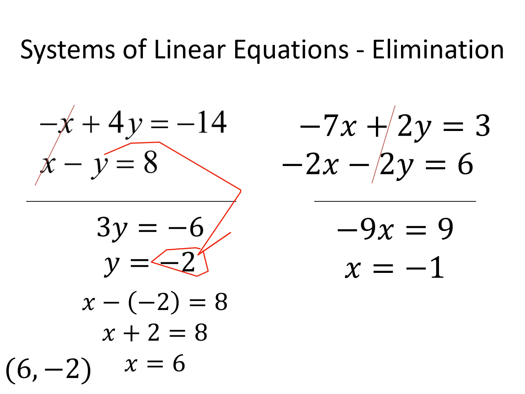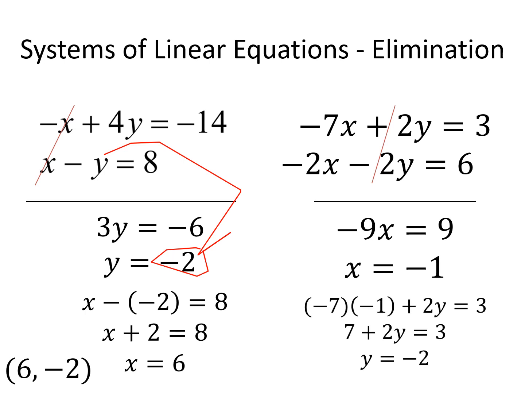And then I plug it back in. It does not matter if I plug it back into the top or the bottom. In this case, I'm going to plug it back into the top. So that's negative 7 times negative 1 plus 2y is equal to 3. Negative times a negative is a positive. If I subtract the 7 on both sides, that gives me 2y is equal to negative 4. And then I divide by 2. That's negative 2. So my final answer is (negative 1, negative 2).